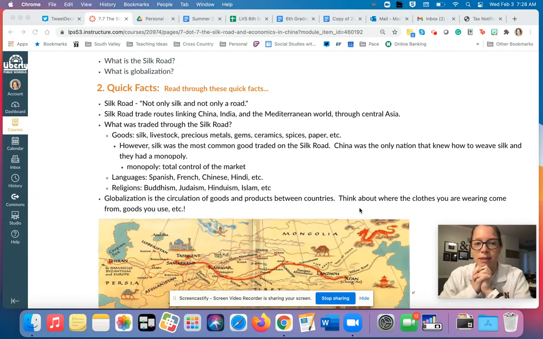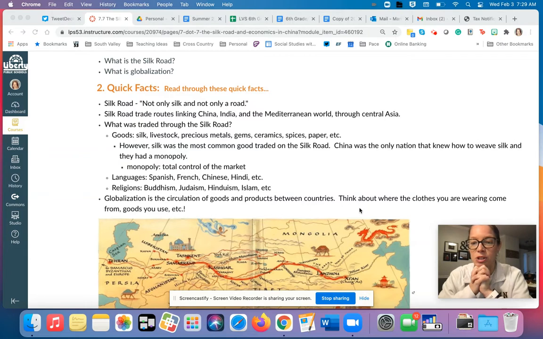What did they trade? Silk, of course, livestock, animals, precious metals, gems, ceramics, spices, paper. However, silk was the most common trade good on the Silk Road, and China was the only nation that knew how to weave silk. They had what we call a monopoly, which is total control of a market. If you've ever played the game Monopoly, you understand you're trying to control an entire section of the board. So China had total control over the silk.